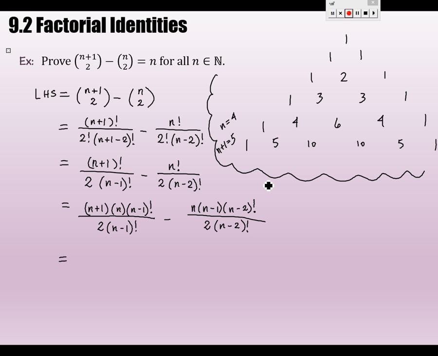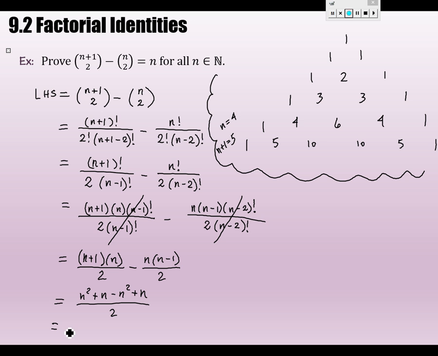How's it going? Did you do it? 25 minus 25. Did you get n? 30 over 2. What does that come out to be? n squared plus n minus n squared plus n all over 2. I think I see it. 2n over 2, which is n, which is what we wanted to show.